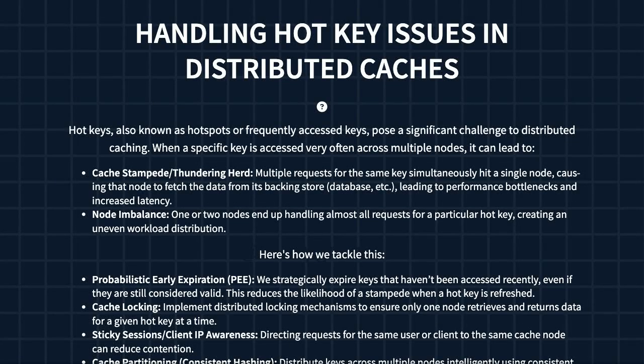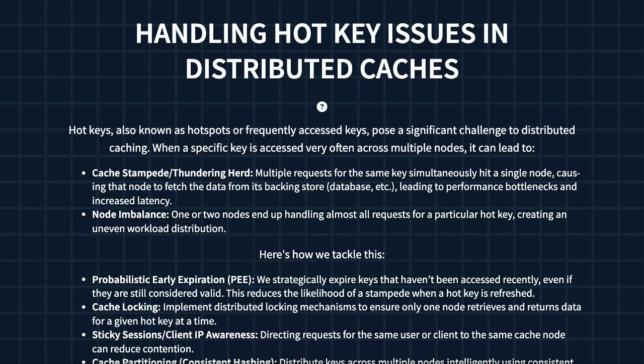Okay, so let's talk about the really common problem when using distributed caches: hotkeys. Think of it like this: you have a key that gets accessed way more often than other keys. This can cause some serious issues. First, you might experience something called a cache stampede, or the thundering herd effect. That happens because multiple requests for the same key all hit the same cache node at once. The node then has to go fetch that data from its slow backend like a database, and everyone else waits. It creates performance bottlenecks.